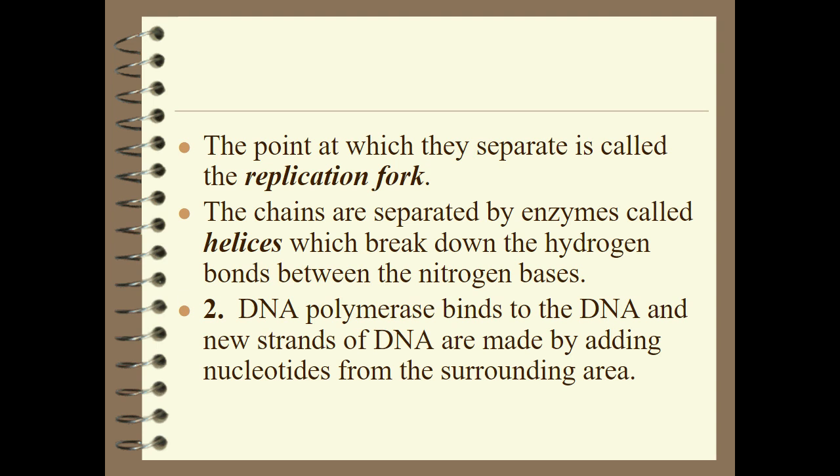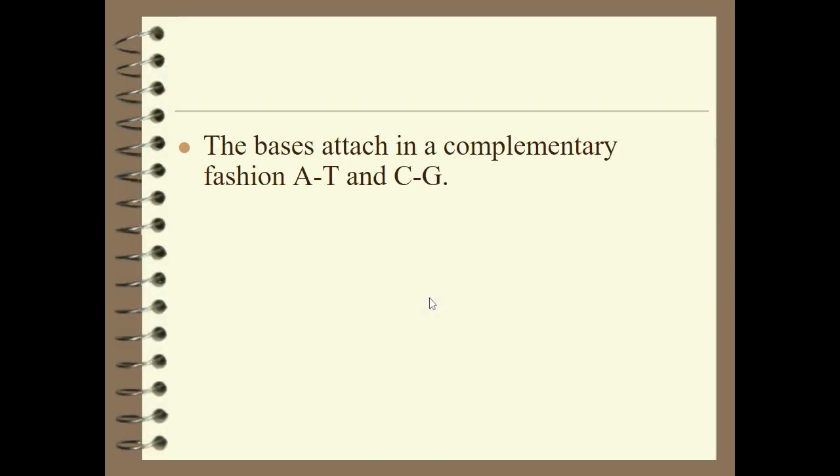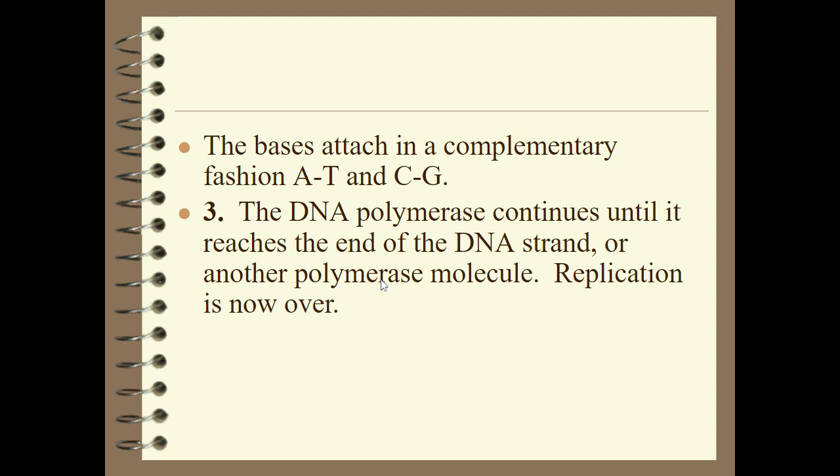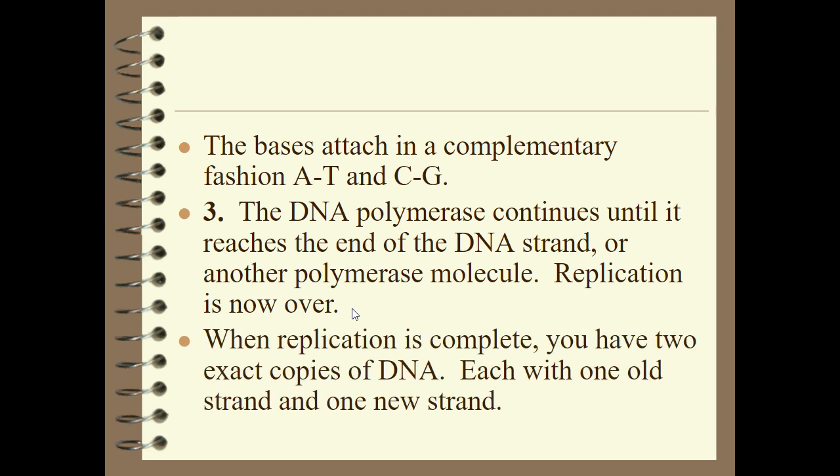So step 2, DNA bonds to DNA. The new strands of DNA are made up of nucleotides. They will now create new nucleotides. So they have now duplicated. And of course, A with T, C with G. The DNA polymerase continues until it reaches the end of the DNA strand, or another molecule. Replication is now over. So now the replication is complete. You have 2 exact copies of the same DNA.